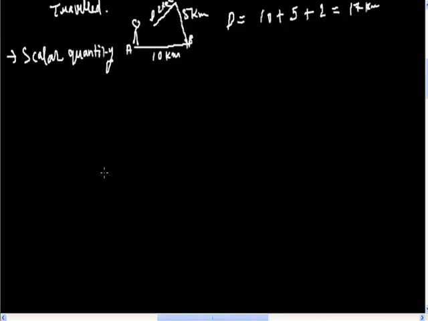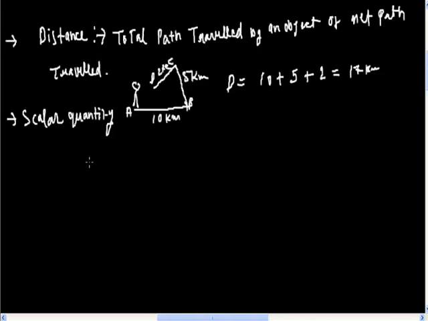Now the second point which comes in distance: distance is a scalar quantity. What do we mean by scalar quantity? A physical quantity which only requires magnitude, and doesn't require direction. Distance doesn't require direction, it only requires magnitude. Here it is only 10 km. I am not giving the direction, only 10. The distance between 2 points is 10 km. It doesn't require direction, therefore distance is a scalar quantity. Third important point, distance cannot be negative. It is always a positive quantity.